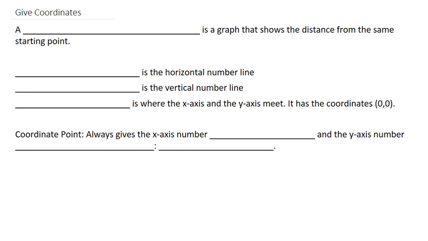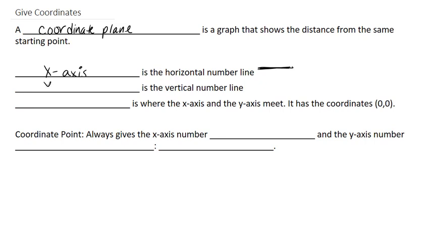Give coordinates. A coordinate plane is a graph that shows the distance from the same starting point. And so we have our x-axis, which is the horizontal number line. So it goes from left to right.